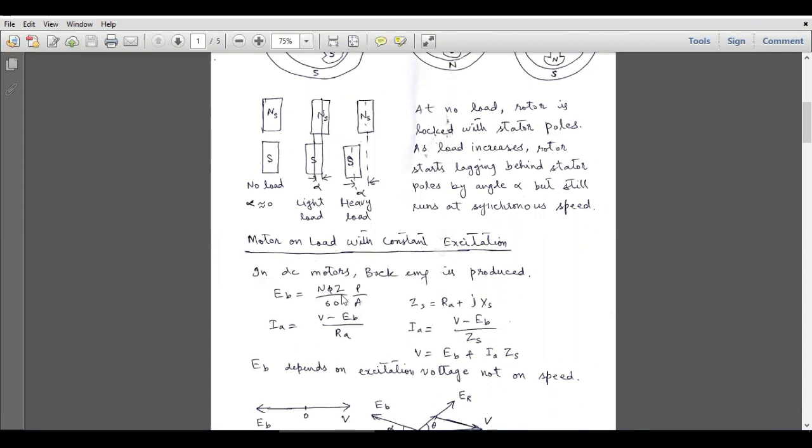This expression is valid for DC motors, and in DC motors, the armature current is equal to V minus EB over RA. RA is the armature resistance, V is the applied voltage, and EB is the back EMF. Another very important point which must be taken into account in AC and DC machines is that in DC machines, the field winding is on the stator side and the armature winding is on the rotor core.